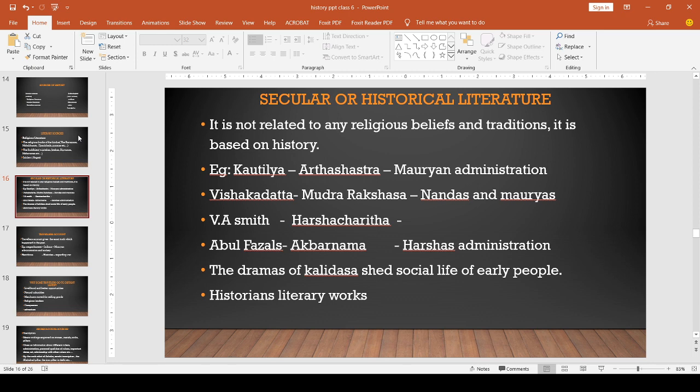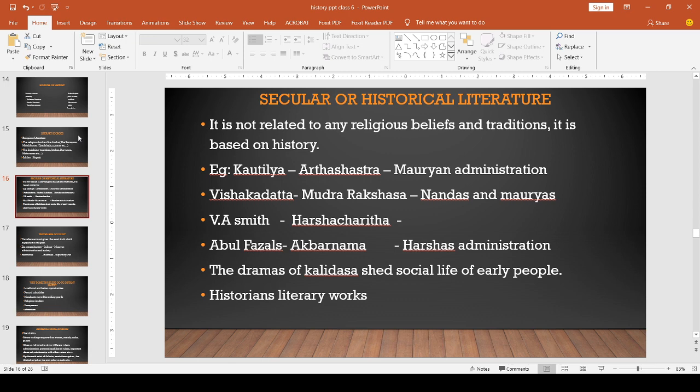These are some of the dynasties that existed in ancient times. These dynasties you can learn in coming classes in detail. So through these books, we can collect these dynasties' information. Then V.S. Smith and Abdul Fazl's books, Harshacharita and Abdul Fazl's Akbarnama. Through these books, we can collect information regarding Harsha's dynasty, about Harsha's administration, Harshavardhana. That is another dynasty that existed in ancient time.